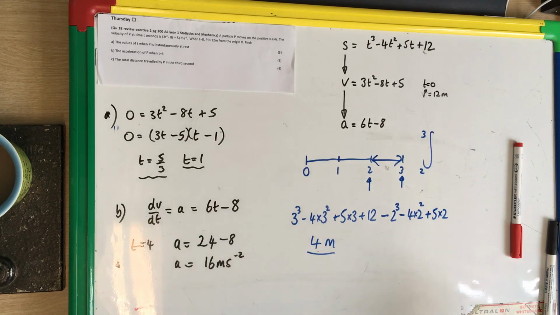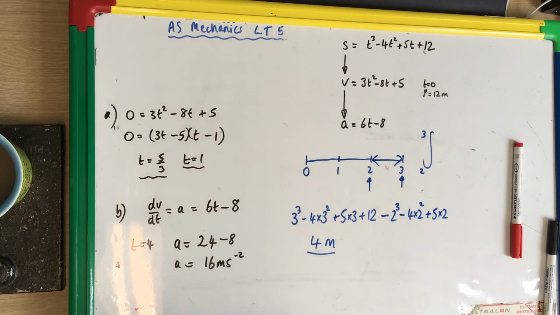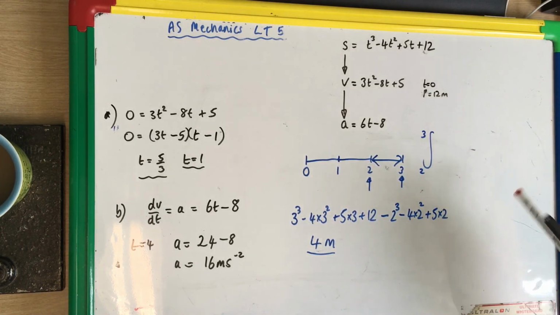Okay, there we go. Those are those 3 questions done for the homework for this week, learning timetable number 5. And I don't think I've made any mistakes this week. It'd be a miracle if I haven't.